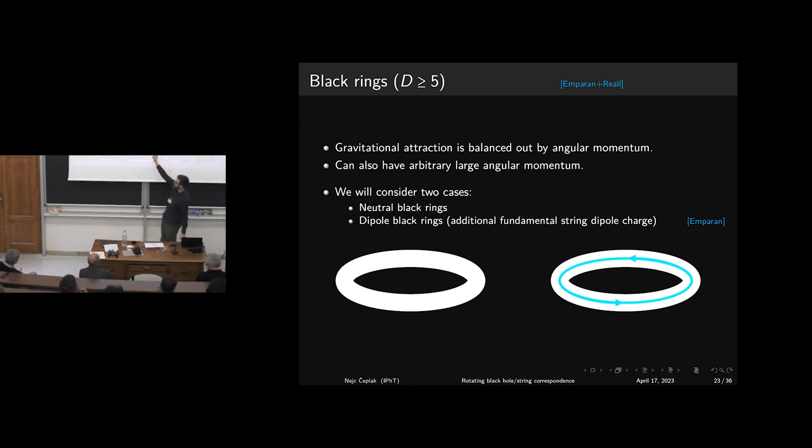And we will actually consider two different cases. First of all, you have a neutral black ring, or you can add a fundamental string along the black ring, and you can have what we will call a dipole black ring, because one part of the fundamental charge will cancel out the other because they go in different directions. So all in all, asymptotically, you won't see any of the dipole.